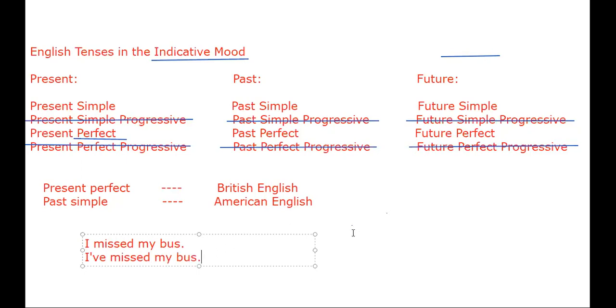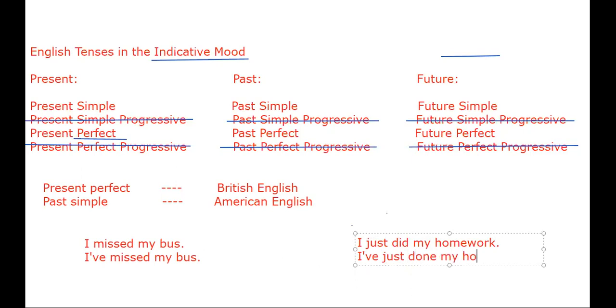or something like this: "I just did my homework" for American English versus "I've just done my homework" for British English. Not going to say that it's like this all the time. It's not really perfect because there are times where American English has no problems using the present perfect, and there are times where British English has no problems using the past simple, but it's just a tendency.